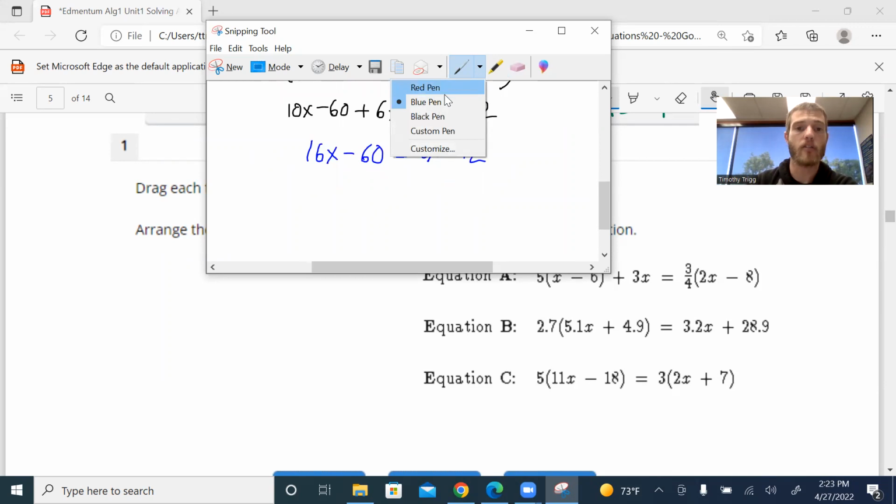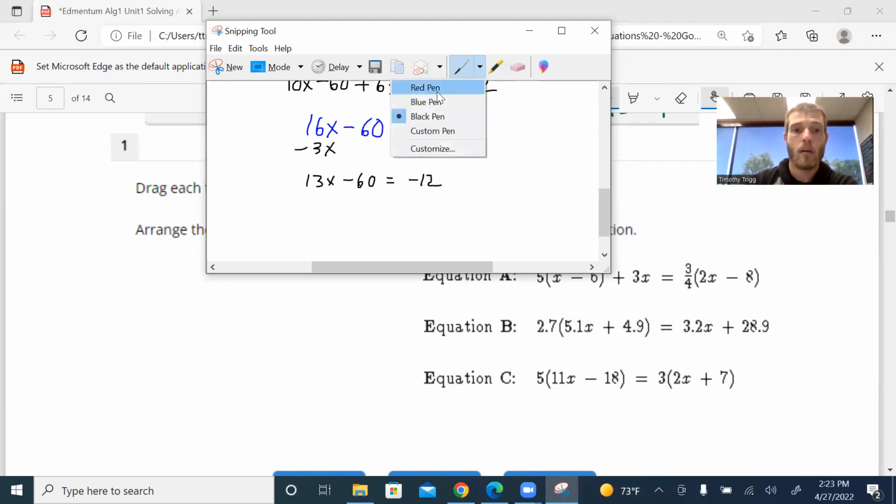I'm going to go ahead and subtract 3x from both sides of the equation. Remember, whatever you do to one side, you have to do to the other. I want to cancel these, so I subtract 3x. I have to subtract 3x here. 13x minus 60 equals, and then over here, negative 12.